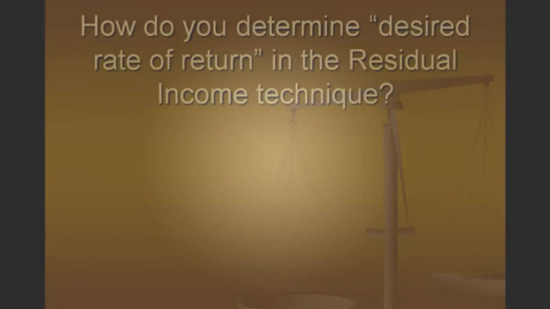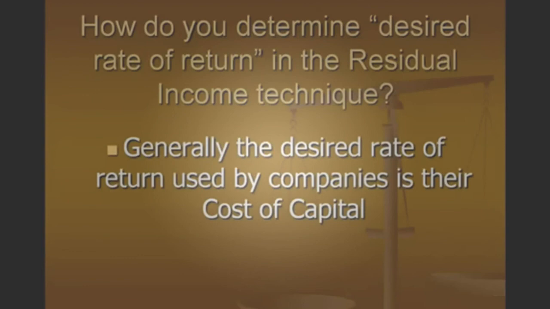This is a very important question when you use the residual income technique. How do you determine the desired rate of return in the residual income technique? In reality, the desired rate of return used by companies is what's called their cost of capital. You may have seen cost of capital in your finance courses. If you haven't, we're going to do a problem in a minute. Okay. Does this make sense?